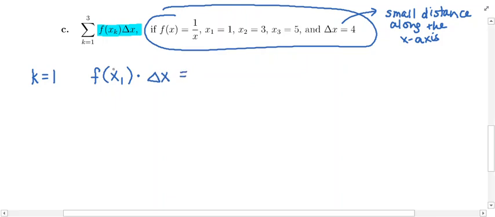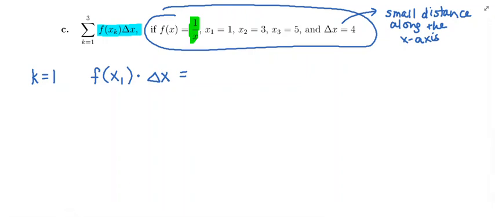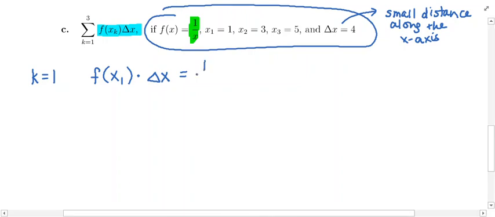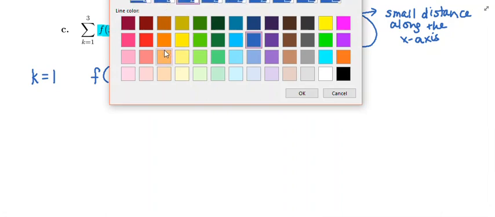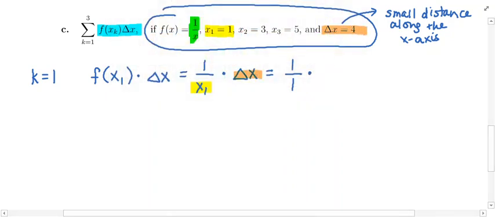So f of x1 means go to the function and plug in an input of x1. Everywhere you see an x, replace it with the input x1. So this is going to be 1 over x1. That's f of x1 times delta x. Keep going: 1 over x1. What is x1? Well, x1 is 1. So it's going to be 1 over 1 times delta x, and we know delta x is 4. So we multiply the 1 by 4, and the first term here is going to be 4.